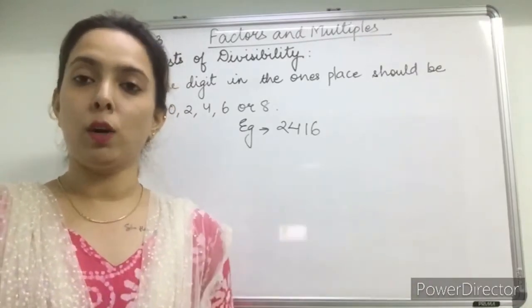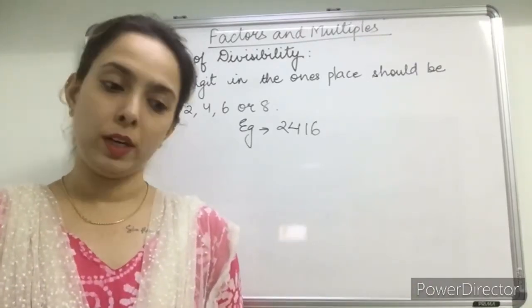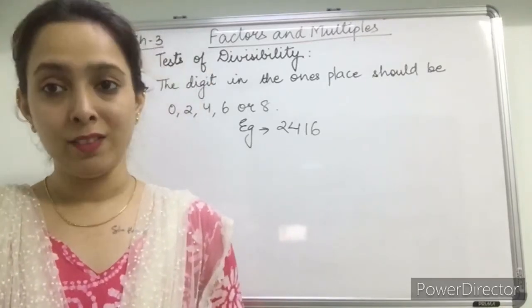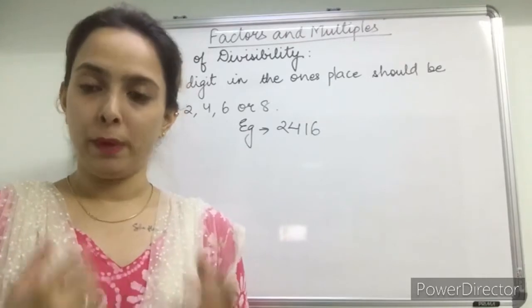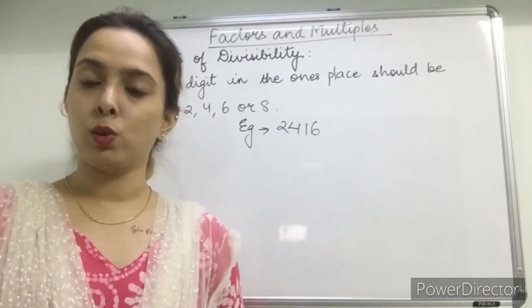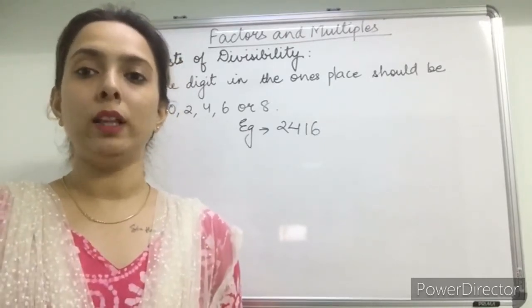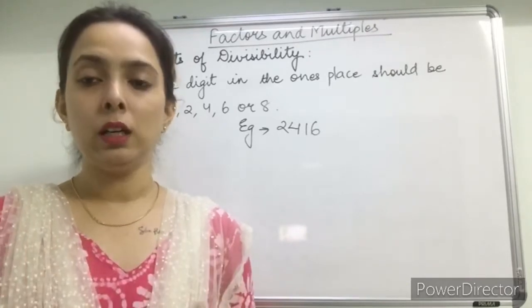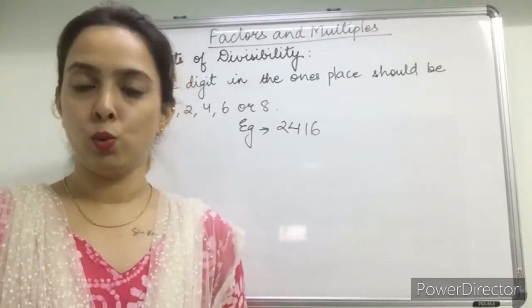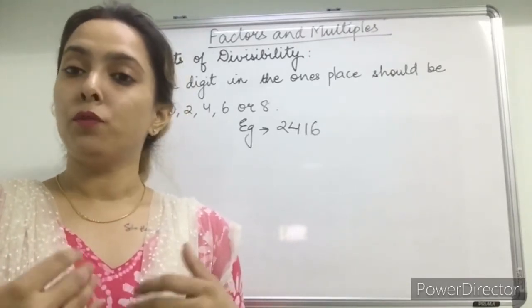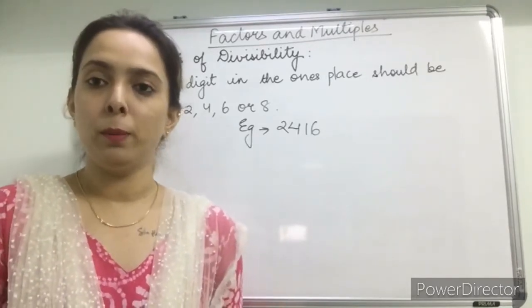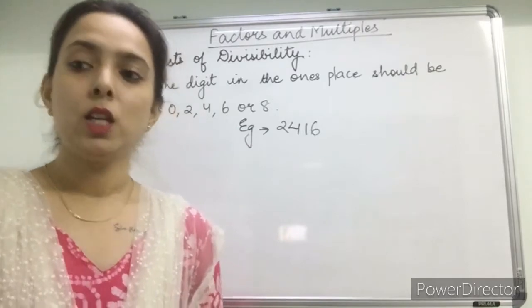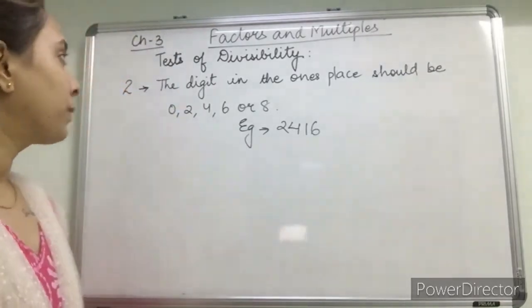So here in your book we will have 2, 3, 5, 9, 10 and 11, but I will be sending you one picture and one video also, and in that video and the picture you will learn rules other than these. It's good to have extra knowledge. It will be useful for us. So let's start with the first rule.